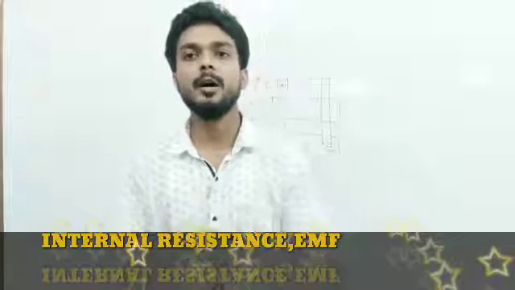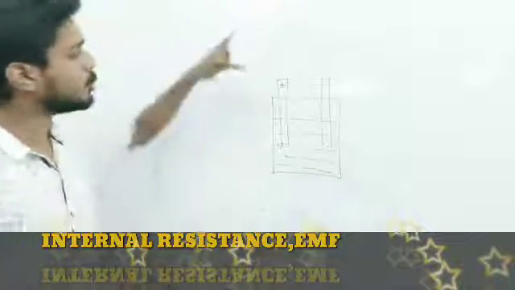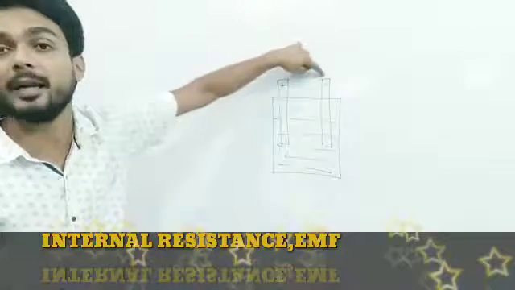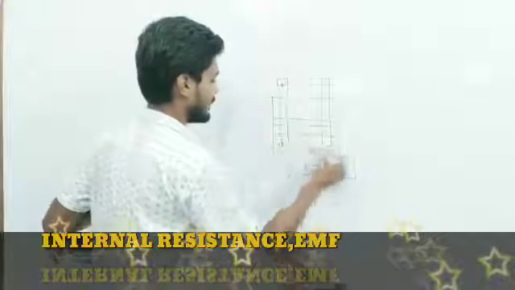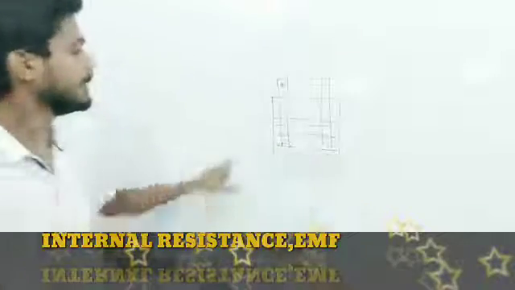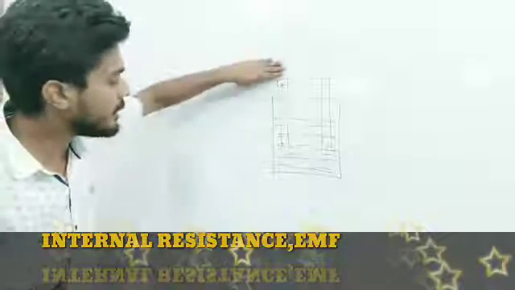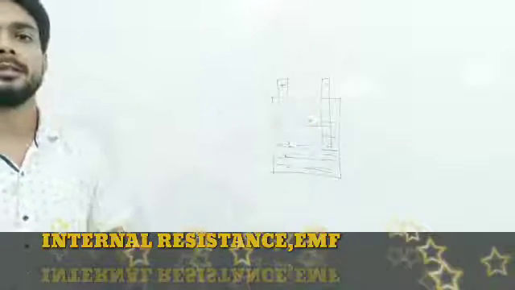Students, you all very well know about a cell. A cell has mainly two parts. Number one is electrodes, means anode and cathode, and number two is electrolyte. Each and every cell consists of these two things, anode and cathode, and second one is electrolyte.